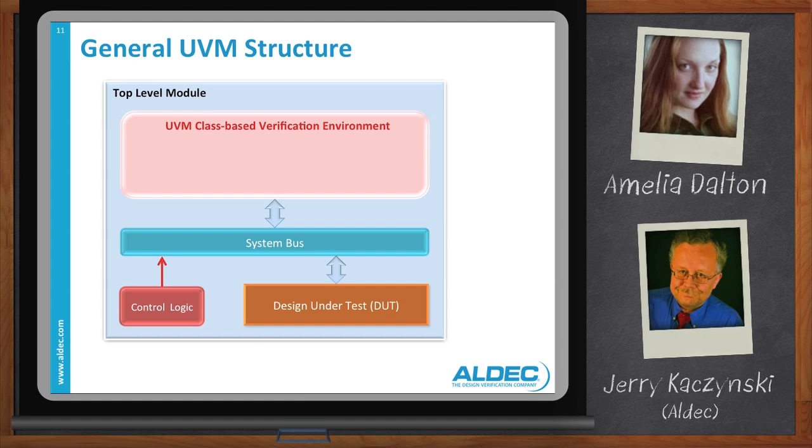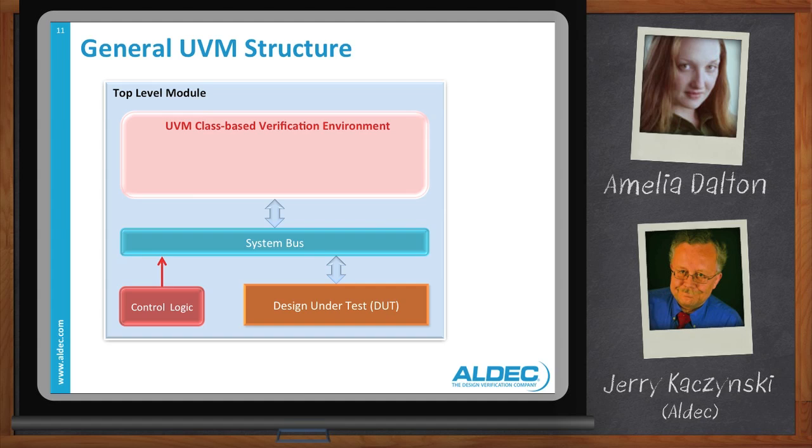So at the very bottom, we've got the design under test, also known as DUT, and some control logic that mainly consists of clock generators, reset generators, and similar stuff. They are connected together via a system bus, and also via that system bus, they can talk to the UVM class-based verification environment, which is, basically speaking, the core of UVM. What can we find in that pinky oval called UVM class-based verification environment?